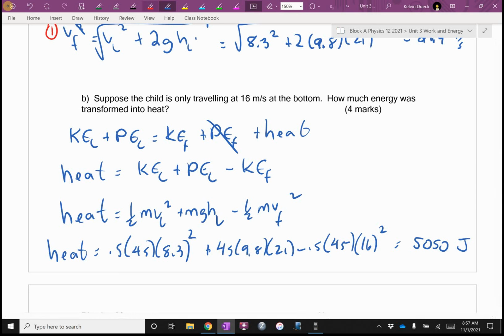Otherwise, I would probably do something like this. I would give you 1 mark if I saw that. I would give you 1 mark if I saw that. I would probably give you 1 mark if I saw that. Half mark for the numbers. Half mark for the answer. Something like that.